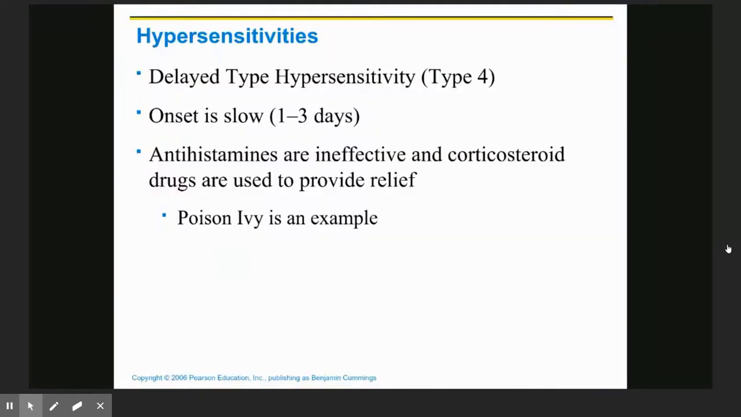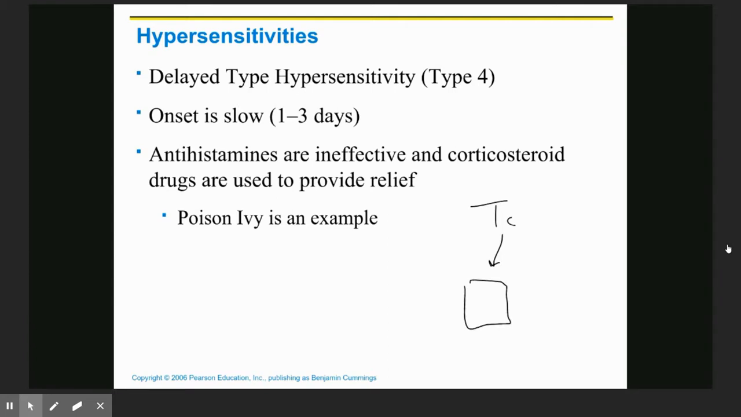All right, we have one more type, and this is called delayed type hypersensitivity, or it's also called type 4. It's delayed. It takes some time for it to happen. And so it takes somewhere between 24 to 72 hours before you start seeing any kind of problem. Well, this is not antibodies. This is T cells, T cytotoxic cells. What's going to happen is the T cytotoxic cell is going to destroy cells just like it always does.